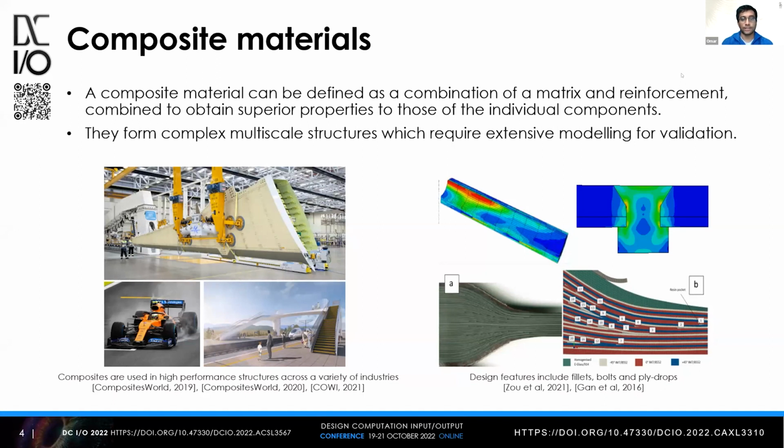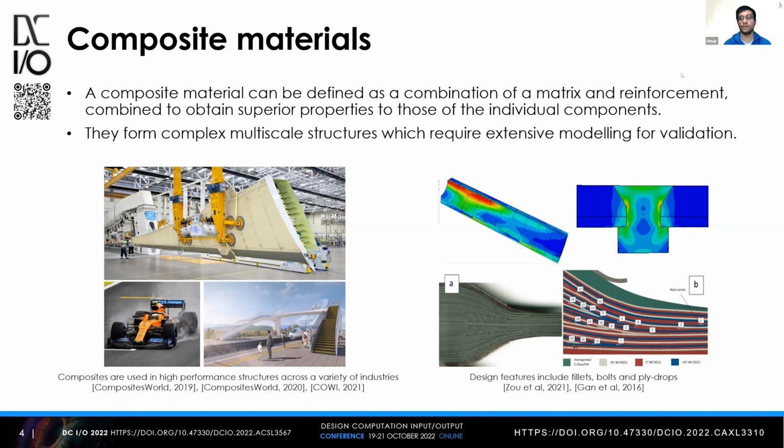In this investigation, I regard complex structures as complex in material behavior. Such structures are due to them being made out of composite materials. This is a relatively modern way of creating structures, and a composite material can be defined as a combination of a matrix and reinforcement combined to obtain superior properties to those of the individual components. Typically, the reinforcement might be a carbon fiber or glass fiber. And then this is combined with a matrix, a thermoset or thermoplastic matrix, such as epoxy.